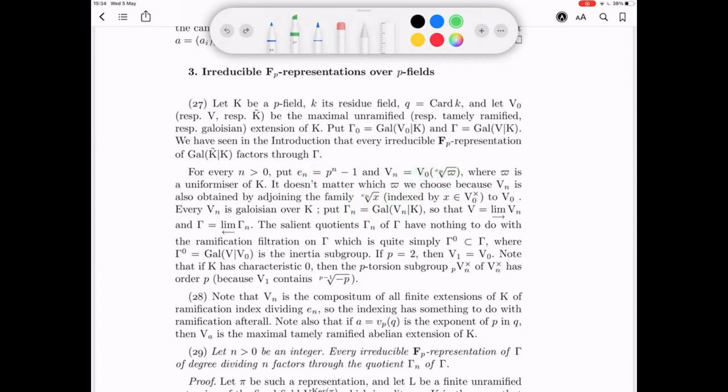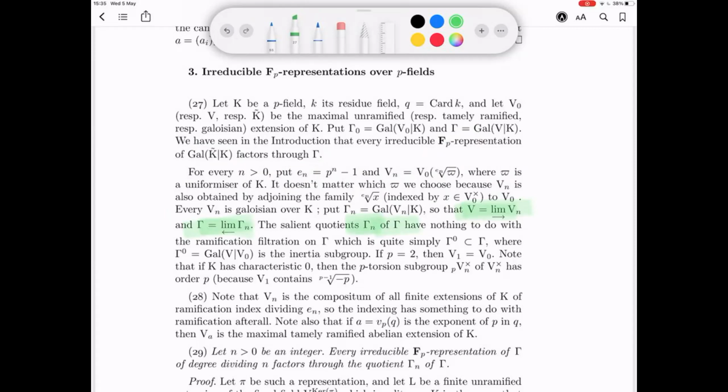Okay, and this V is actually just the union of all these Vn's. And therefore, this gamma is the inverse limit of all these gamma n's. So these gamma n's are some special quotients of gamma.